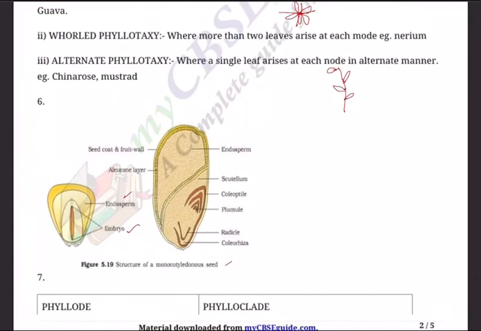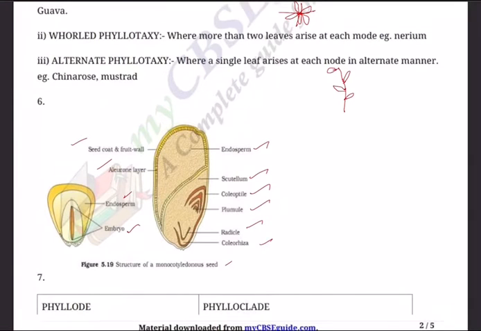So here we say embryo and endosperm. And then here we are writing endosperm, which is the nutritive tissue, scutellum, coleoptile, plumule, radicle, coleorhiza, and seed coat with fruit wall and aleurone layer.